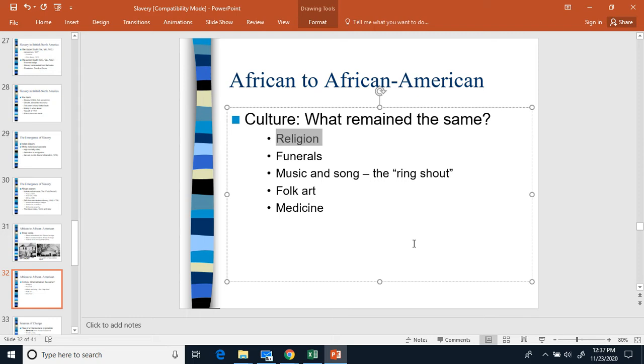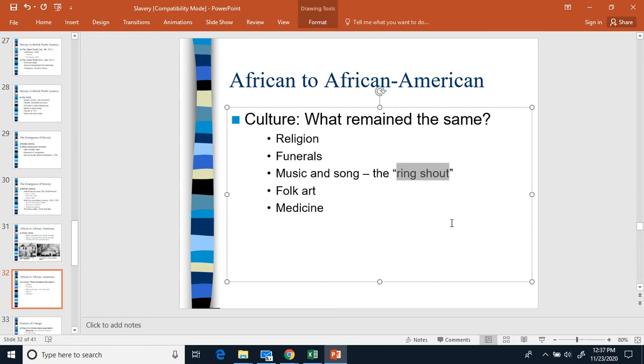So that's something that was still very much the same and still very much in the spirit of the traditional West African religion. Funerals being very much a public affair where it's like lots of people and so forth. That also remained very much part of the culture as well. That's number two, funerals. Three is ring shout.